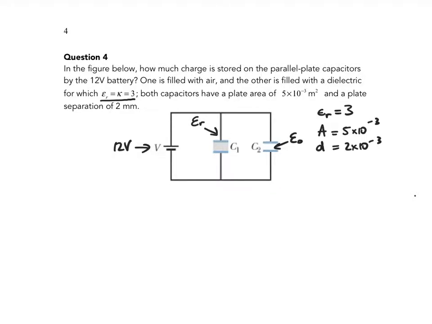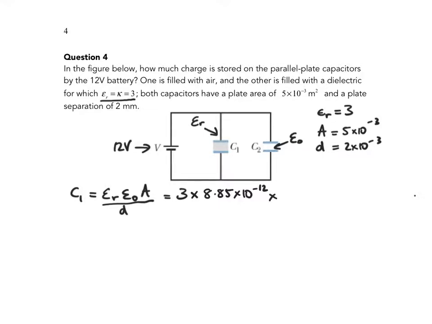So we can go ahead and find the capacitance from that because we know, let's see, look at C1. That is, because it has some dielectric inside there, we have to use this epsilon R times epsilon naught times the area over the distance between the plates. So we have 3 times epsilon naught, which is a constant value of 8.85 by 10 to the minus 12.